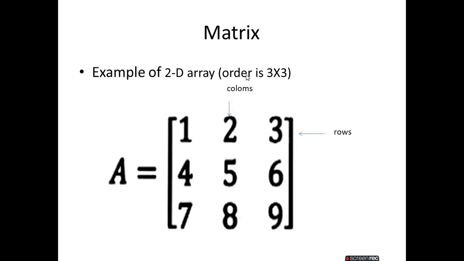In a simple way, remember that a 3 cross 3 order means there are 3 rows and 3 columns. First the row comes, then cross, after that the column comes. This is the row, this is the column. So 3 rows, 3 columns.